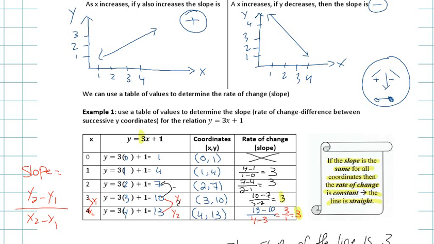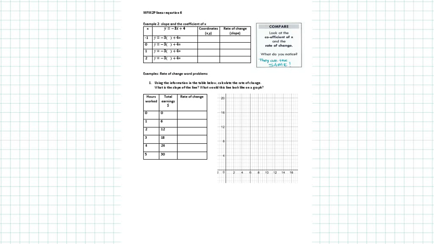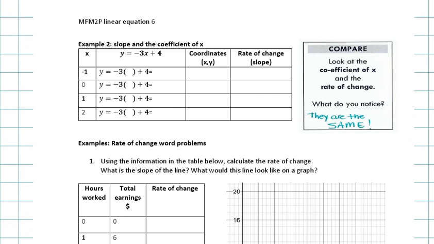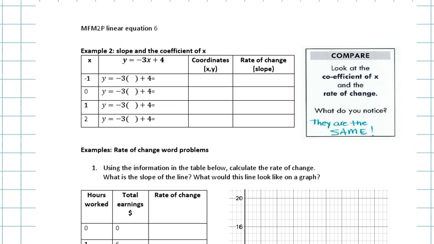Okay, let's do this again. So I have the equation y equals negative 3x plus 4. They gave me the x values. I need to find the y value. So I need to plug in the x value. So what do I get here? Negative 3 times negative 1 is 3, plus 4, 7. So what's my coordinate? Negative 1, 7. Good.